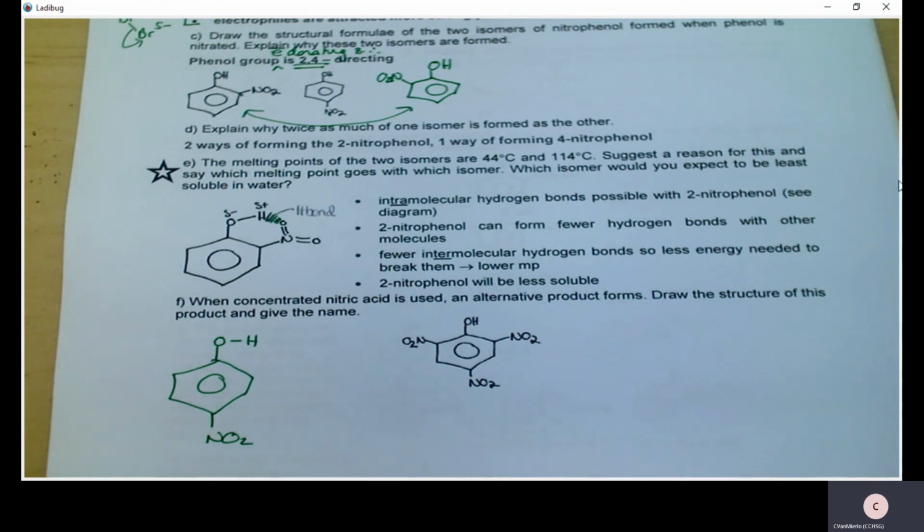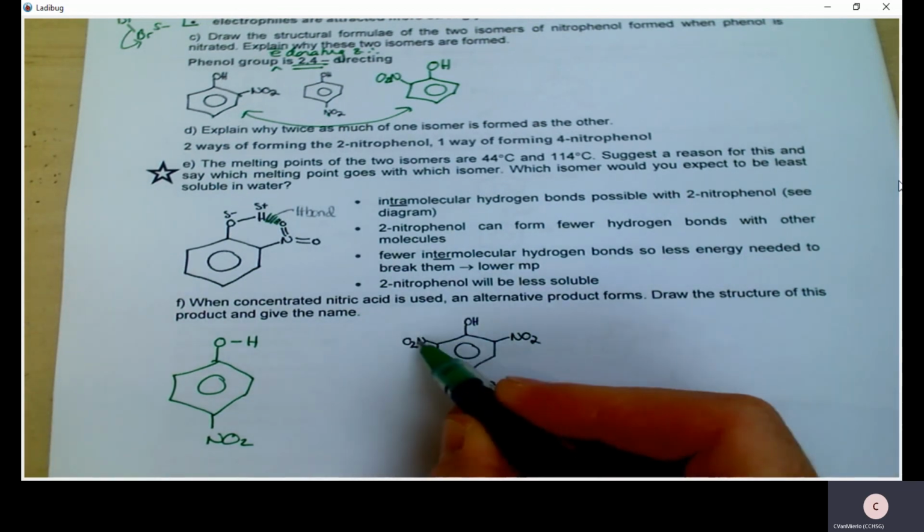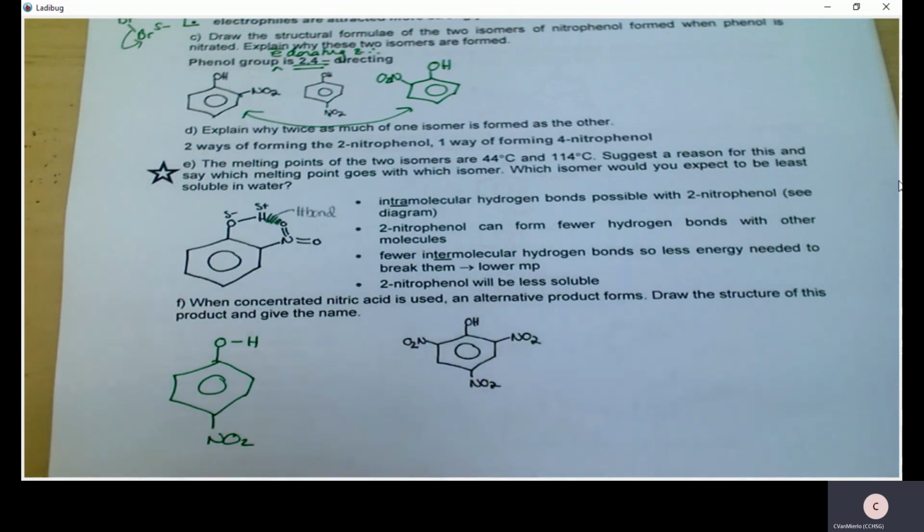Then very finally, when concentrated nitric acid is used, we get an alternative product. And when concentrated nitric acid is used, we can have the further nitration. So it's more harsh conditions. If you remember from when we talked about benzene reacting and being nitrated, we said that to add on more nitro groups, you needed more harsh conditions because nitro groups actually withdraw electron density from the ring and make it less reactive.